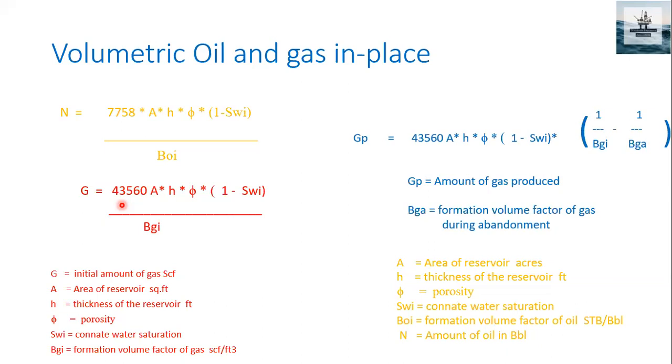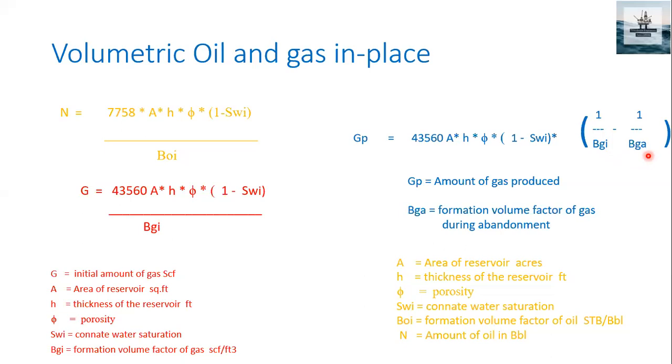So that is GP, which is equal to the same formula: 43,560 times area of the reservoir, times thickness, times porosity, times (1 minus SWI), that represents the reserves, cross multiplied with (1/BGI minus 1/BGA). So formation volume factor at initial conditions minus formation volume factor at abandonment conditions. From initial to abandonment, production has happened, so pressure has reduced. Formation volume factor will also change from initial condition to abandonment condition. So these are the two different formation volume factors that can be estimated at initial as well as at abandonment.